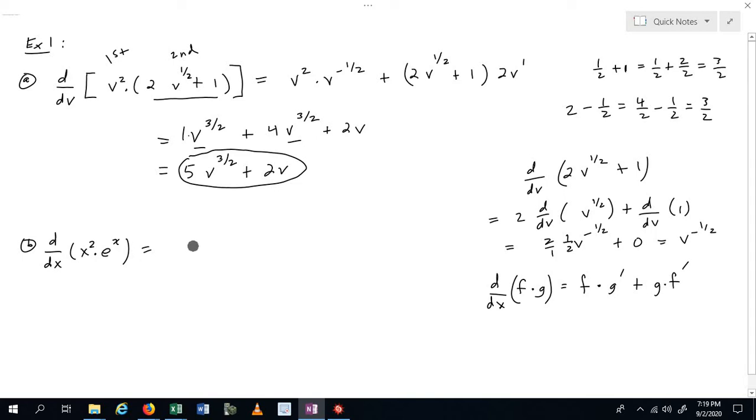Okay, so let's use the product rule. All right, so the first function would be x squared. And then we want the derivative times the derivative of the second function. And of course, you may remember this from the last section. The derivative of e to the x with respect to x is just e to the x. Okay, so that's the first, and that's the derivative of the second function.